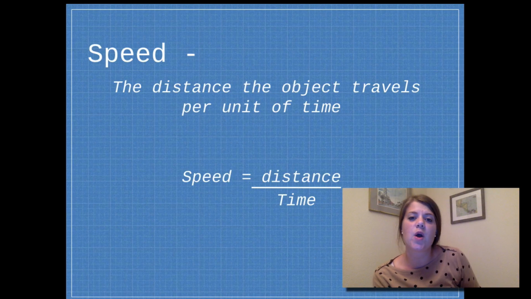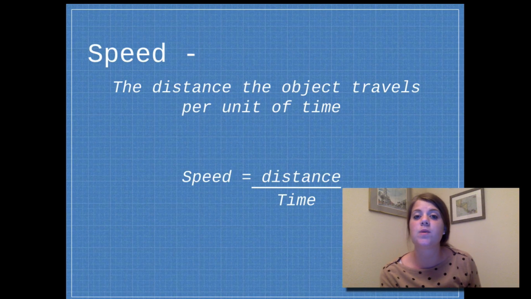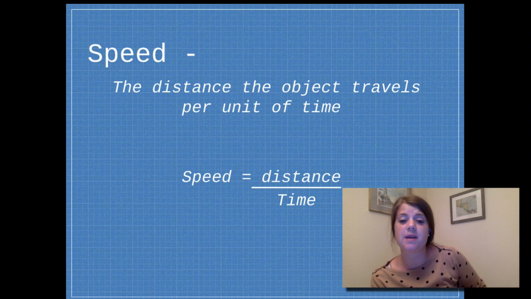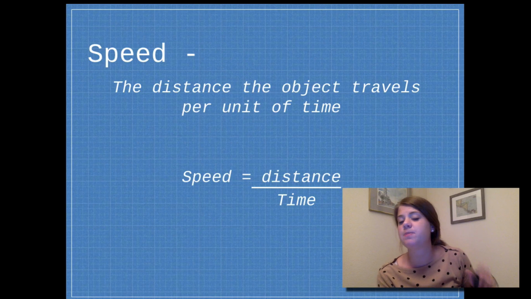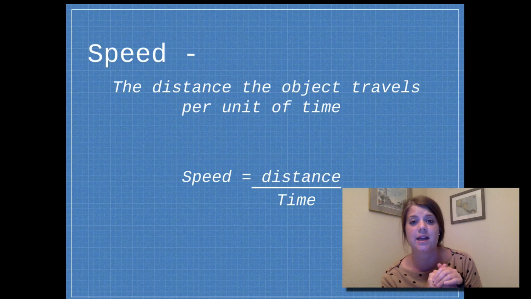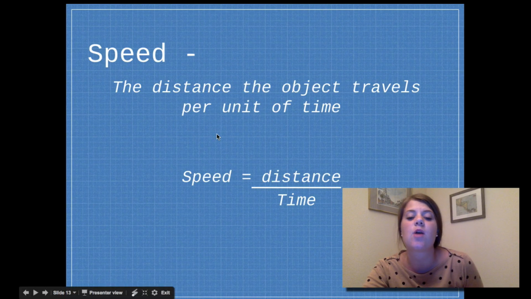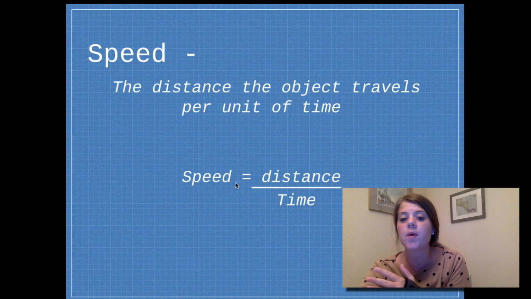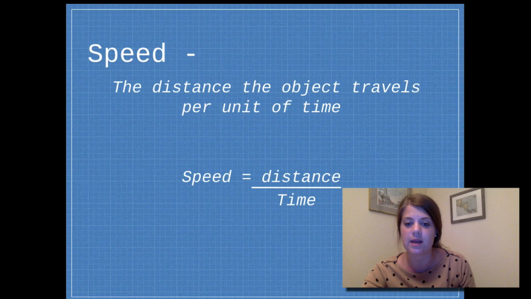So now that we know if an object is in motion, we need to figure out how fast it's going to go. So we're going to look at speed. And speed is just basically how far does it go and how long did it take it to get there. So this equation down here is really, really important. Speed equals distance divided by time. So how long did you go and how long did it take you to get there?